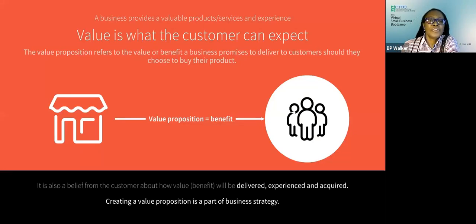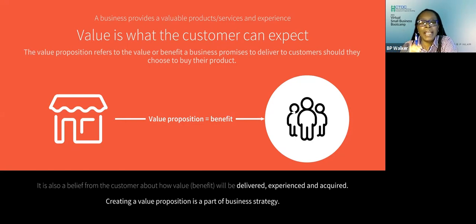Okay? So the value is what the customer can expect. And as a result, the value proposition refers to the benefit the business promises to deliver to customers should they choose to buy the product. So let me repeat that again. It's the promise to deliver. So if you do not have a value proposition, then it makes it very difficult for you to connect to the customer. It's also the belief from the customer about how the value, the benefit, will be delivered, experienced, and acquired.